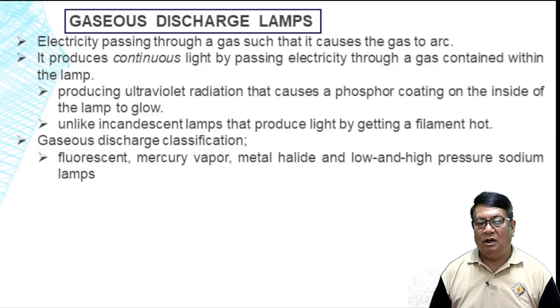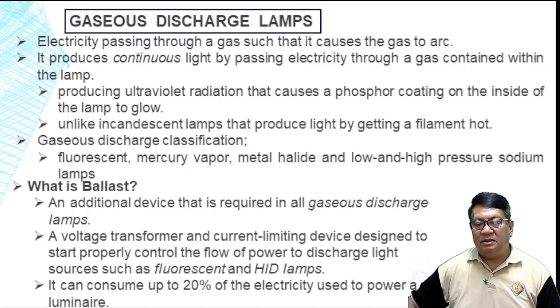For the gaseous discharge classification, we have the fluorescent, the mercury vapor, metal halide, and low and high pressure sodium lamps. These are considered gaseous discharge lamps.